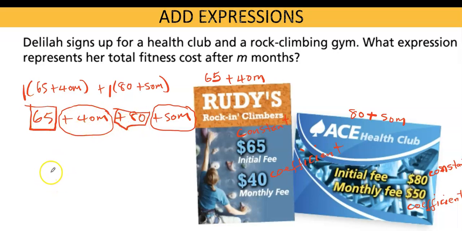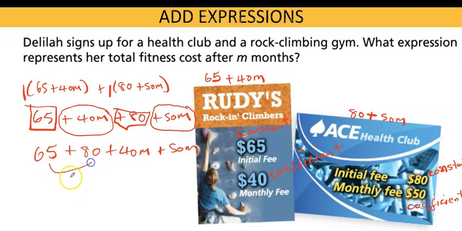So now we can use the commutative property to reorder our terms. So I'm going to write all the terms in the box first. So you have 65, everything in the box, plus 80. Now we're going to write the ones in the circles. So we have plus 40M plus 50M.